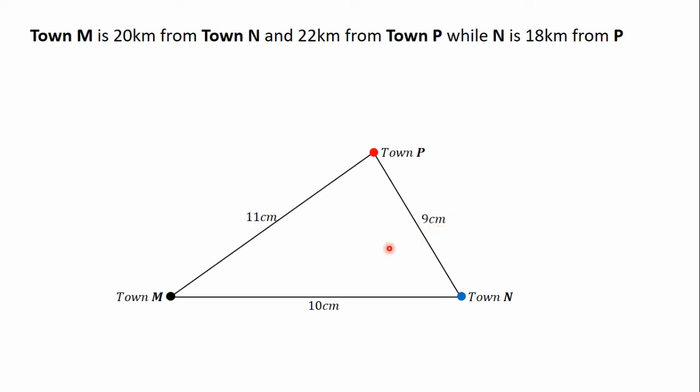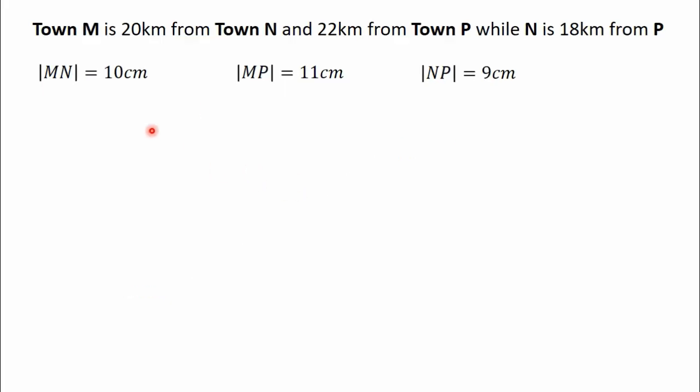We now have the distances between the three towns in centimeters. The distance between town M and town N is 10 centimeters. The distance between town M and town P is 11 centimeters. And the distance between town N and town P is 9 centimeters. Using this, we can construct the triangle MNP. Let's do that. We have all the dimensions of the triangle.